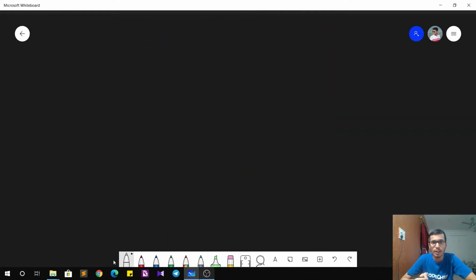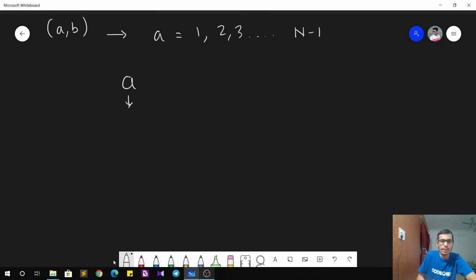But still, how do we count our final answer? For that, we know that we have to find the pairs A comma B, right? And we know that A is always less than B. So what we do is we try to find the answer for all the possible values of A. So A can take the value 1, 2, 3, all the way up to n minus 1, right? Each time we find the divisors of A. So we find a list of all divisors of A, and similarly we also find the divisors of A plus 1.